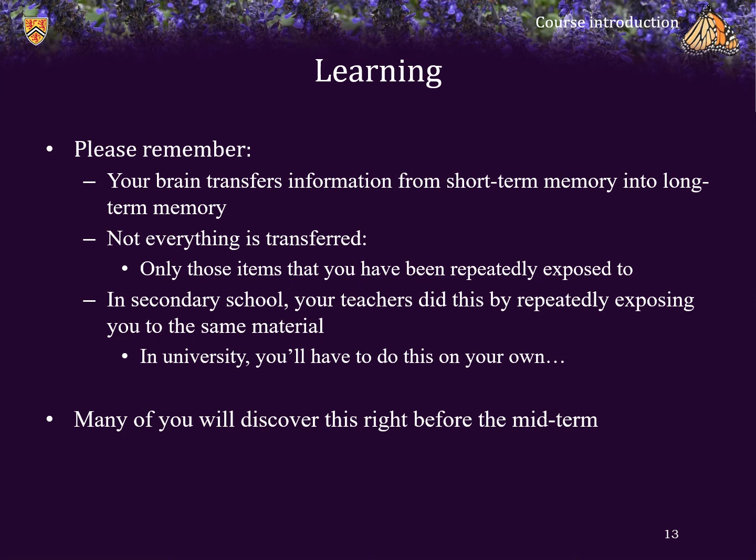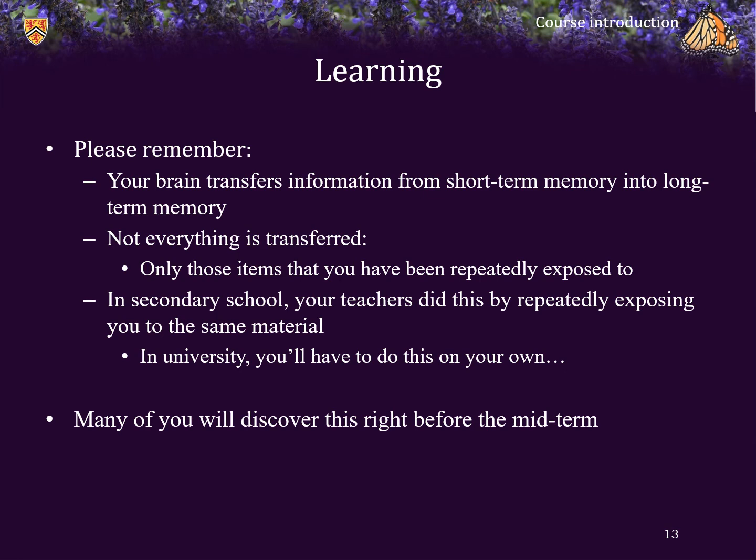Now, in secondary school, your teachers did this by repeatedly exposing you to the same material. In grade 9, you first reviewed all the material that you saw in grade 8. You then learned that material in grade 9. When you needed that material again in grade 10, chances are the teacher went over that material a second time. And perhaps in grade 12, they reviewed it again if you needed to see it again for the first time in a while. They also had you do lots of assignments.